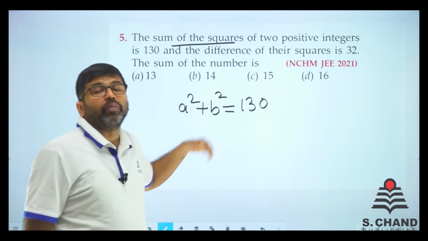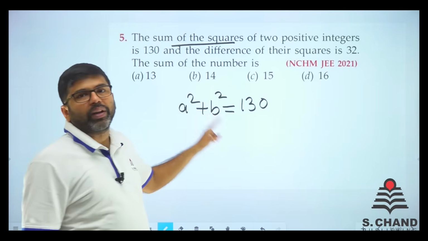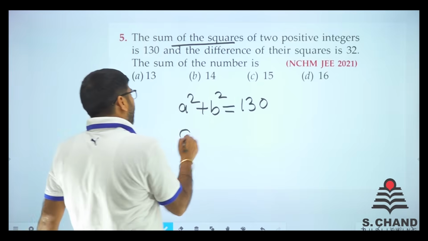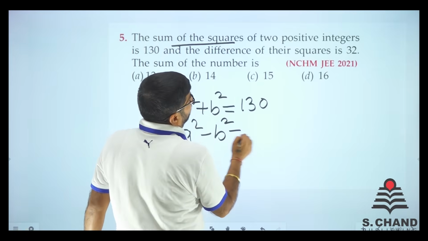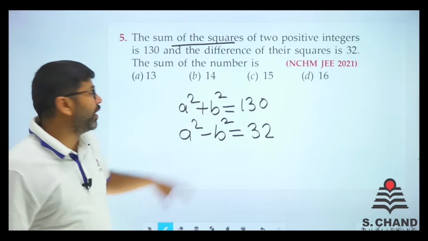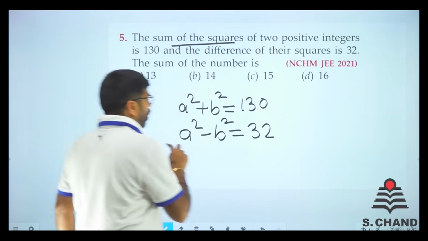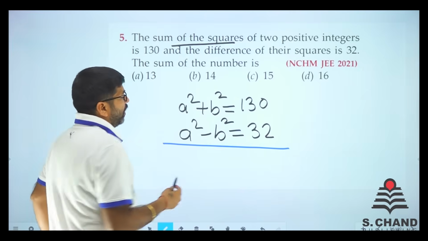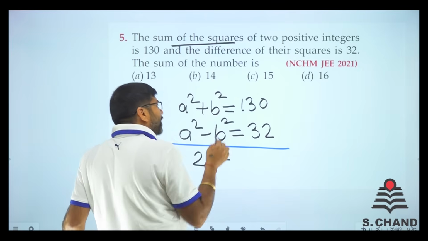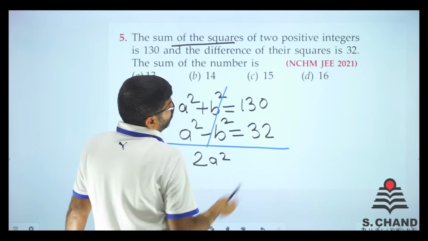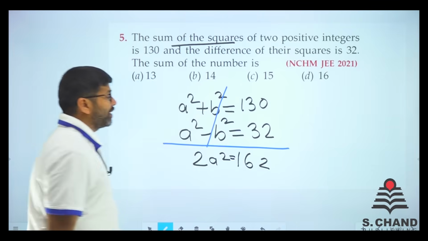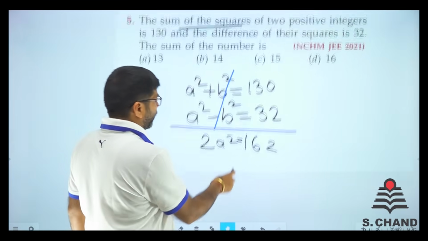We have supposed one is a and one is b. So a square plus b square is given as 130. The difference of their squares, a square minus b square, is given as 32. So we have the sum of their squares and the difference of their squares. We have two equations, right? What we'll do is just add these two equations. When you add a square plus a square, it becomes 2a square. When you add b square minus b square, it gets cancelled out. When you add 130 and 32, we get 162. Now it is 2a square equals 162.